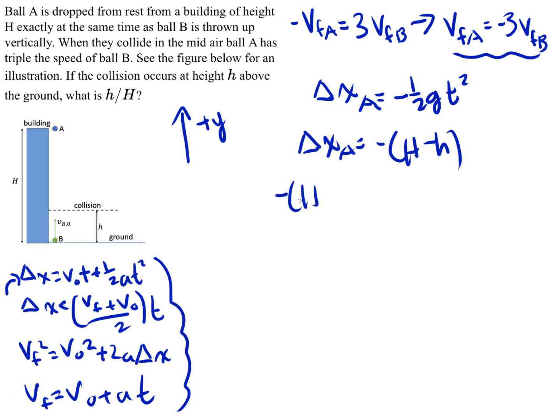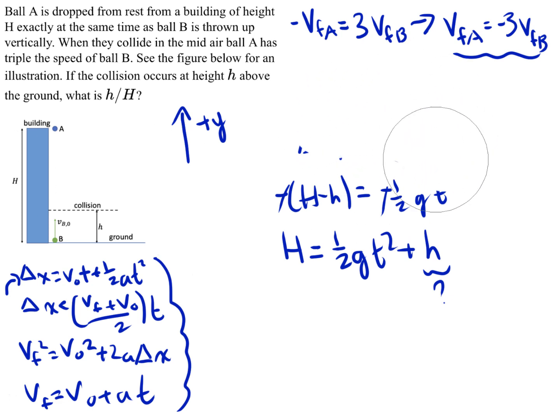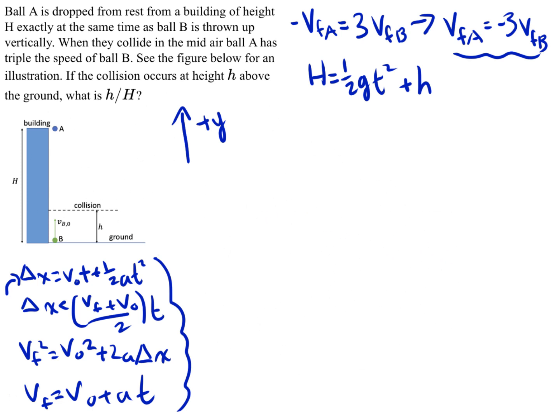So negative H minus h is equal to minus 1/2 gt squared. Negatives cancel, and you get that the total height is equal to 1/2 gt squared plus the height at the collision, which we have to calculate using another set of equations that we're going to derive. So I'm going to rewrite this. Total height is equal to 1/2 gt squared plus the height at collision, h. And we need to find a way to calculate the height at the collision, h.